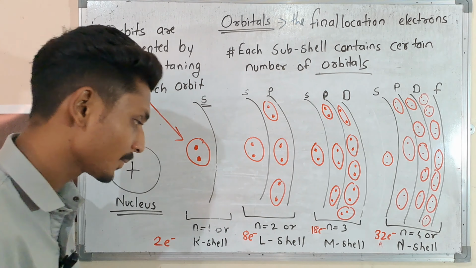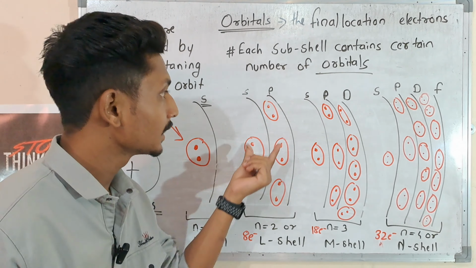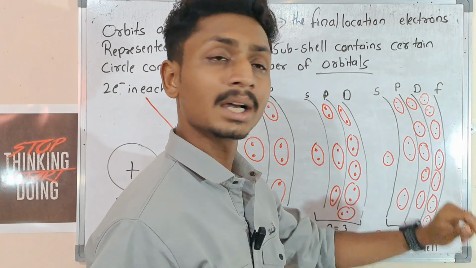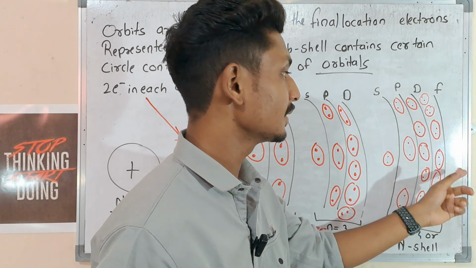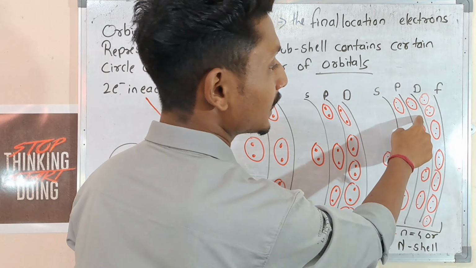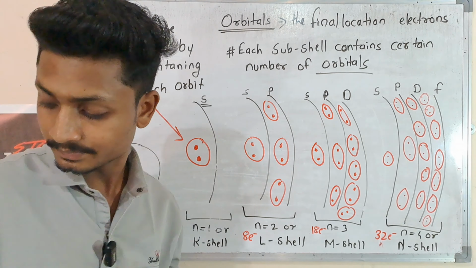Like you can see here, subshell S contains only one orbital, P contains three orbitals. Here you can see D contains five orbitals and F contains seven orbitals.